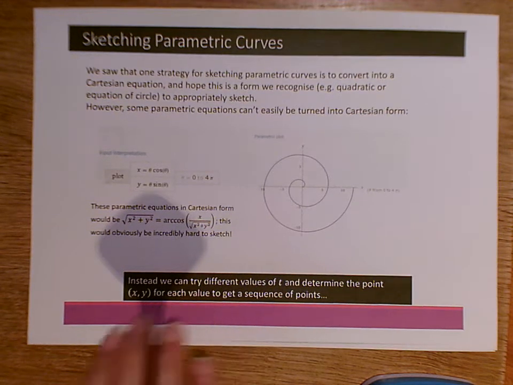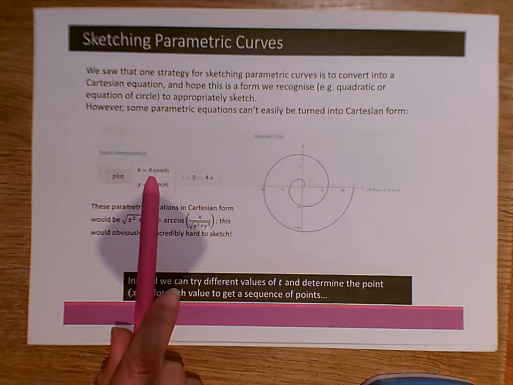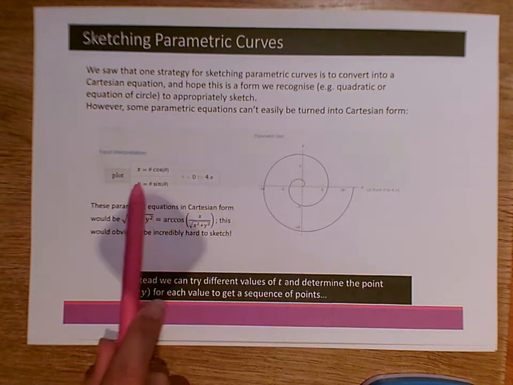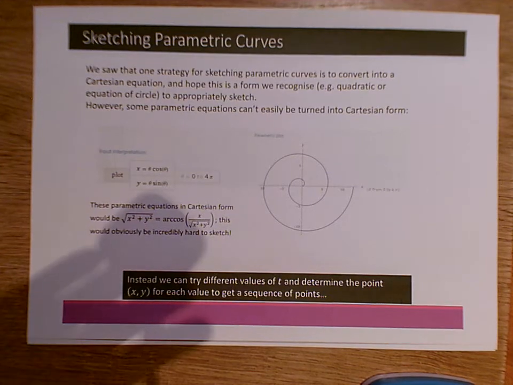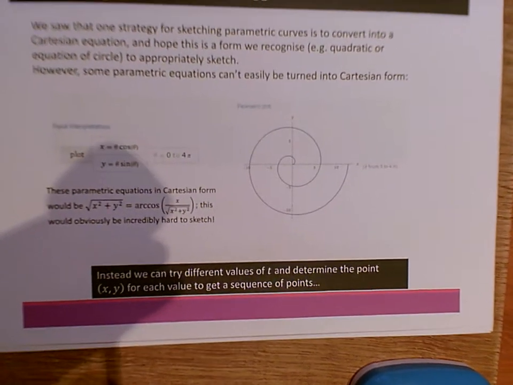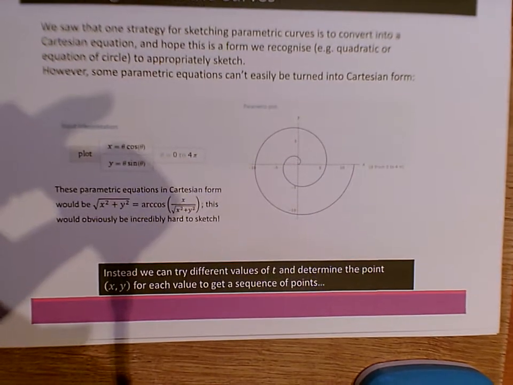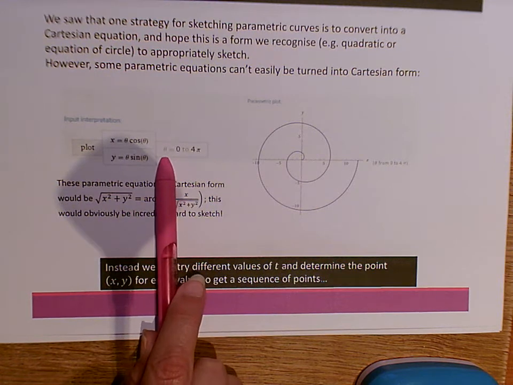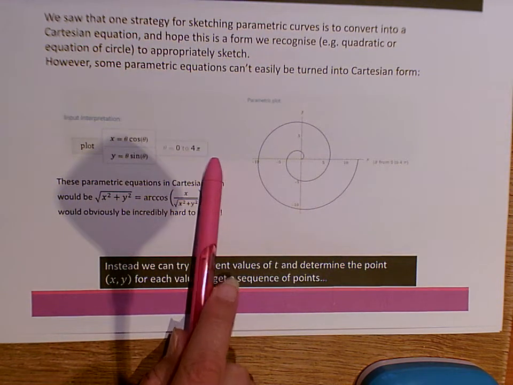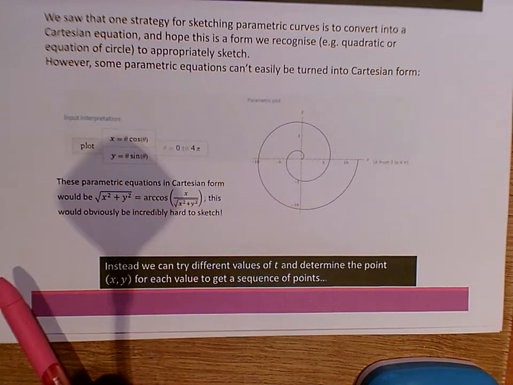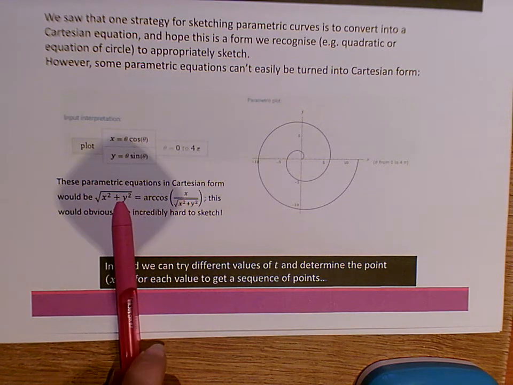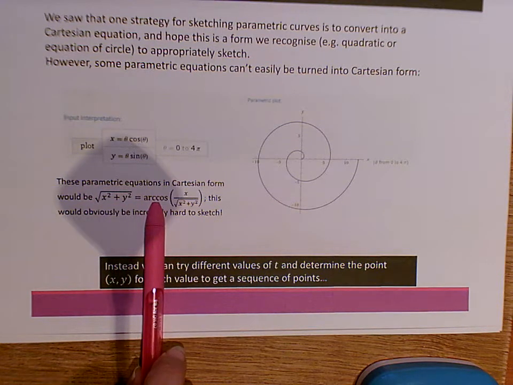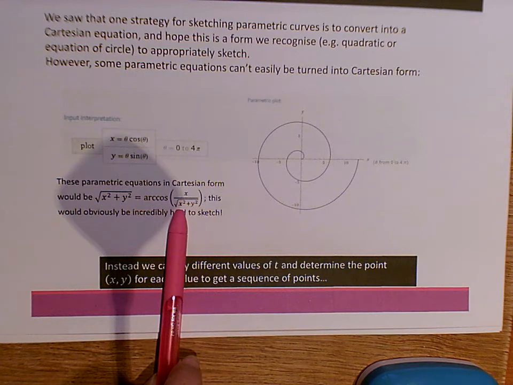So here we have the graph of x equals theta cos theta and y equals theta sin theta, for values of theta between 0 and 4 pi. These parametric equations in Cartesian form would be the square root of x squared plus y squared, which is also equal to arc cos of x over the square root of x squared plus y squared.